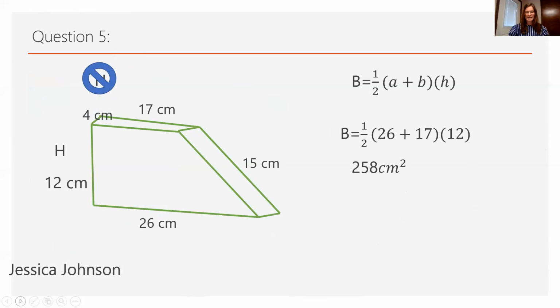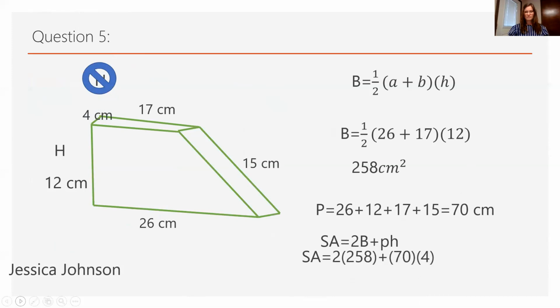Now find the perimeter by adding all the sides together. Perimeter is 26 plus 12 plus 17 plus 15, which equals 70 centimeters. Use the formula that we discussed earlier, SA equals 2b plus ph. The surface area equals 2 times 258, which we found earlier, remember, plus 70, which is the perimeter, times 4, which is our height over here this time. 4 centimeters will be our height this time. And we get an answer of 796 centimeters squared.